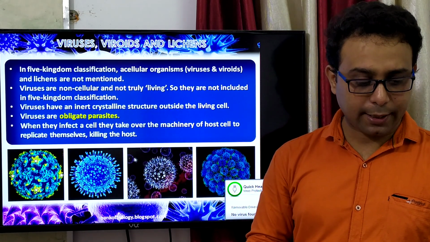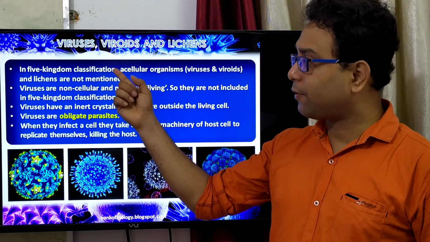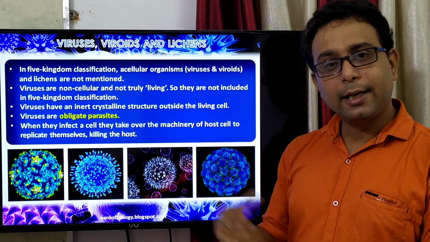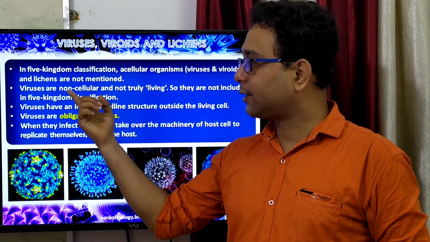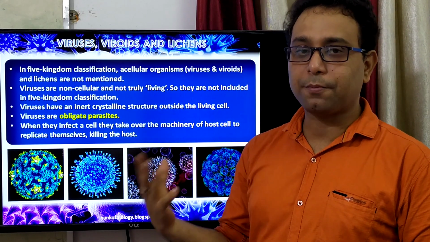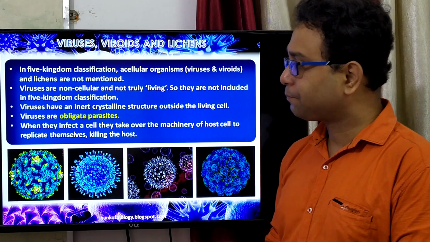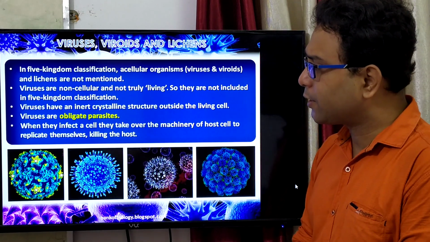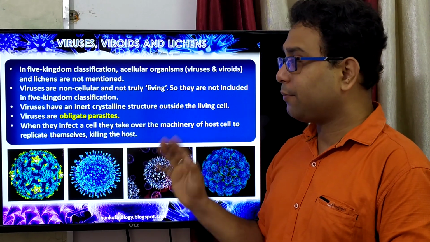If one option is correct, when you are ultimately choosing which option to take, this first option is very important, right? If in your MCQ two options are there, viruses are non-cellular and viruses are acellular, then both of these options are right, so both can be a right option at that particular time. Viruses have an innate crystalline structure, which means they are converted to crystals outside the living cells.